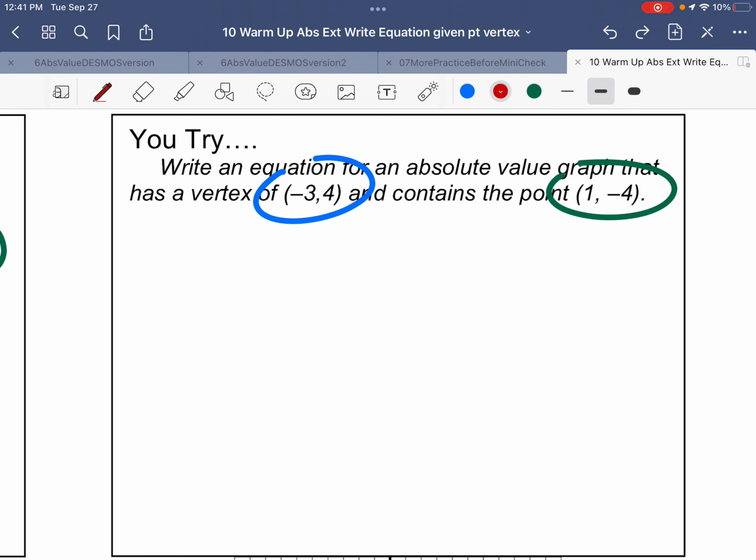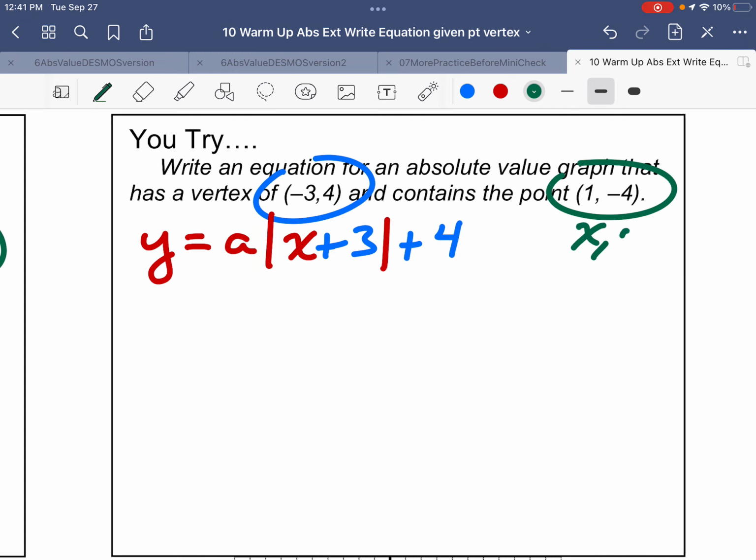How'd you do? You want to definitely start with our template. You always start with the template, but knowing that we're going to be able to fill in this point as our vertex is going to allow me to comfortably create y equals a, the absolute value of x plus 3 plus 4. Continuing, you're going to be able to plug in this point for x and y, making sure that -4 goes in for y, but 1 goes in for x.